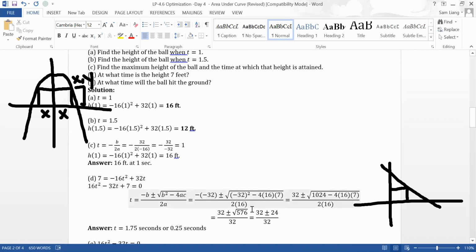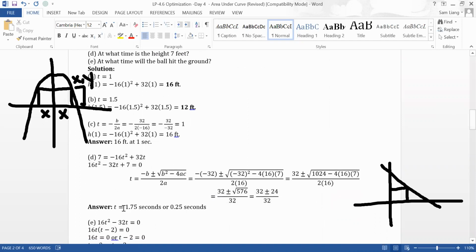And you're going to end up with this expression here, 32 plus or minus 24 over 32. So the two times you're going to get are 1.75 seconds as well as 0.25 seconds. Okay. That came from 32 plus 24 divided by 32, that's 1.75. And then for the other one, it's 32 minus 24 divided by 32, that's 0.25 seconds. Okay, so on its way up, it reaches 7 feet. On its way down at 1.75 seconds, also at a height of 7 feet.